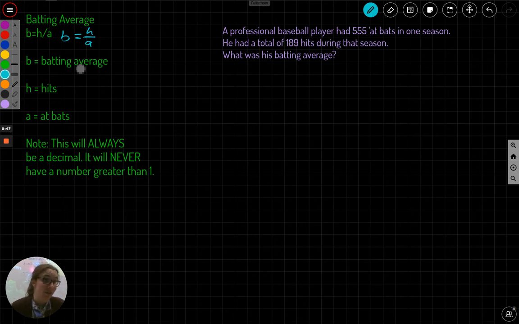And B stands for batting average. H stands for the number of times the player actually hit the ball. And A is the number of at-bats they had, the number of opportunities they had to hit the ball.